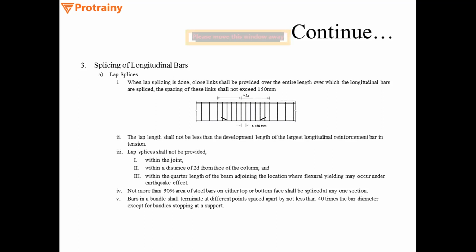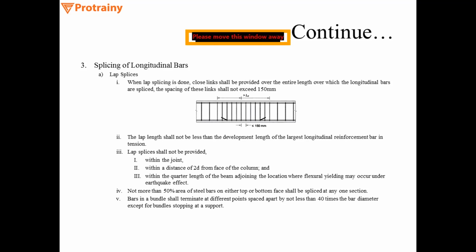Coming to the fifth point, bars in a bundle should terminate at different points, spaced apart not less than 40 times the bar diameter, except for the bundle stopping at the support. So bars should be terminated at different positions, not at one position, because if we terminate all bars at one position, then suddenly the load will get concentrated there only, and it would not be able to transfer properly to the other section.